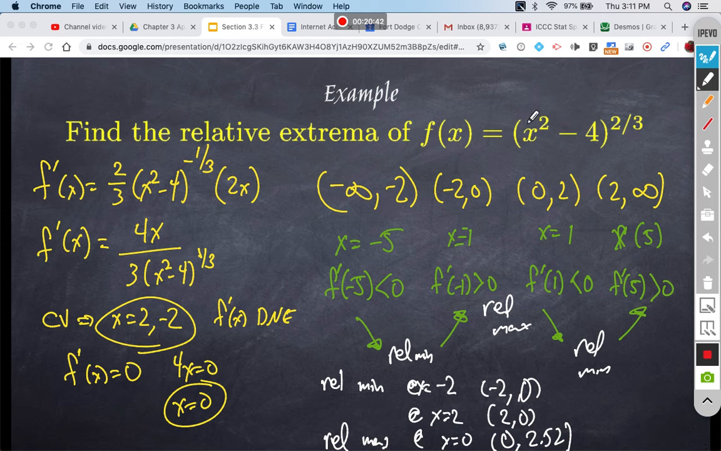So again, we find the first derivative, find the critical values, which is where the first derivative equals 0, or the first derivative does not exist. We set up our intervals based on the critical values and pick a point in each interval to find out positive or negative. We're plugging it into the first derivative, and all we care about is positive or negative. Is it decreasing? Is it increasing?